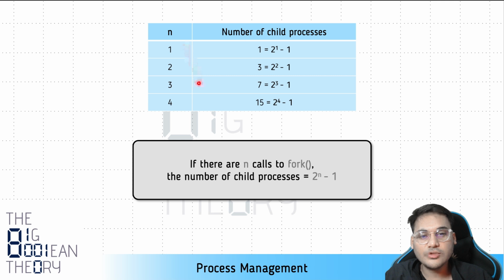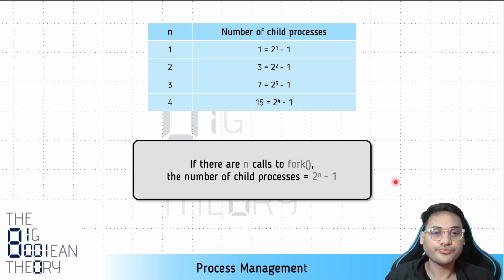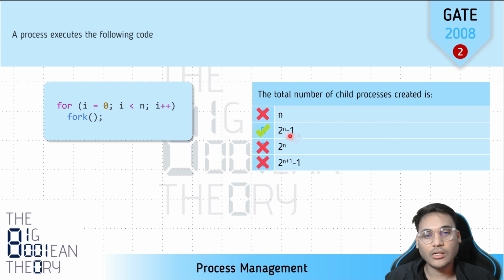So again, we can see the formula that we had derived in that earlier video is true. If there are n fork statements in your code, then the total number of child processes is 2 raised to the power n minus 1. The total number of fork system call invocations, right? An invocation is different from the statement. The statement is just there in the code, but how many times will it be invoked? If there are n statements in your code, then the total number of invocations will be 2 raised to the power n minus 1. So the answer will be option B, which is 2 raised to the power n minus 1.